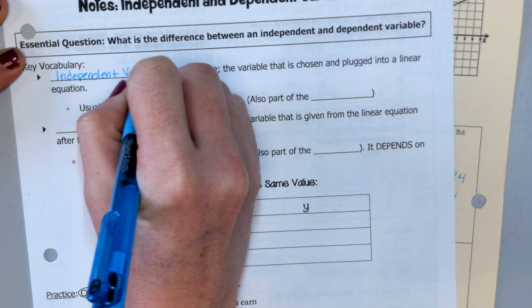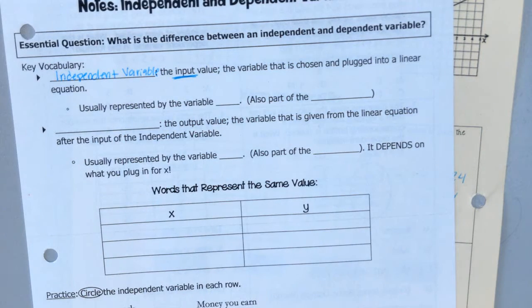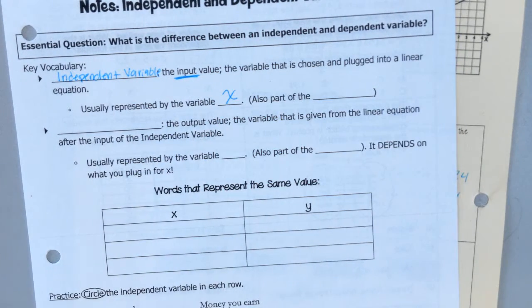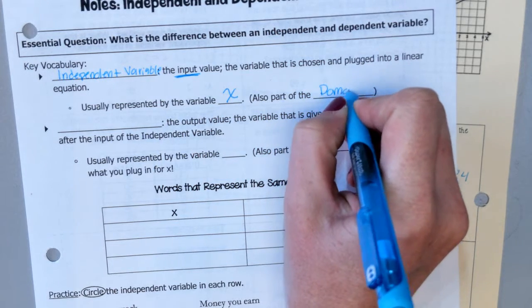variable is the input value, the variable that is chosen and plugged into a linear equation. If we're using the form y equals mx plus b, it would be represented by x. That is what we plug in. The independent variable is part of our domain.